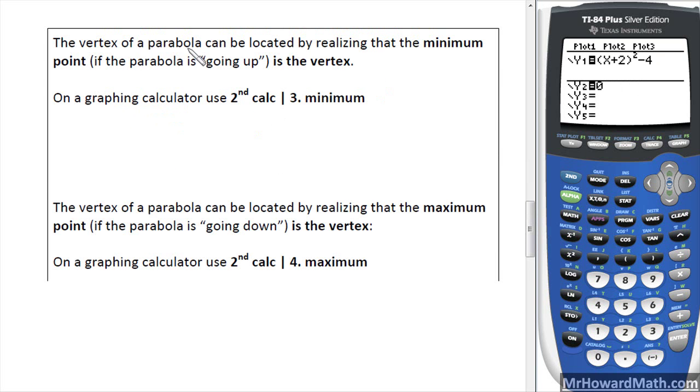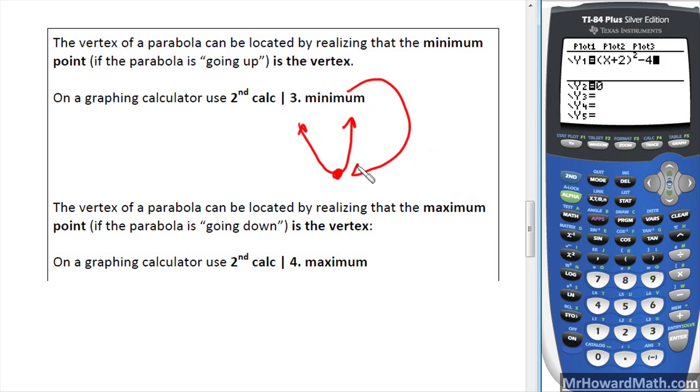Okay, this next section is talking about finding the vertex. And we know from our previous discussion that the vertex is either a minimum or a maximum. It's either the lowest point or the highest point on the graph. So if we are finding a minimum point, on our graphing calculator we're going to use second calc minimum, and that would be appropriate when the parabola is opening up like this one. We'd be finding the vertex right here. It's the minimum, it's the lowest point, so that's the appropriate way. If the parabola is opening down like this one, then the vertex is at the maximum point, so it would be up at the top. So we'll use maximum for that.